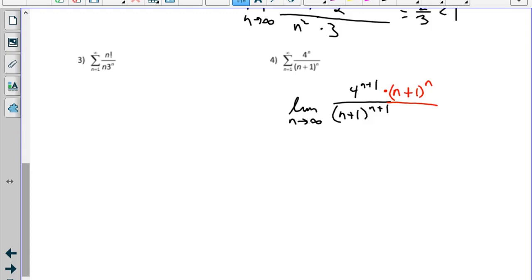Oh, and my fault on this. N plus 1 should be n plus 2 down here, because I have to add 1 every time I see an n. So that was my fault.